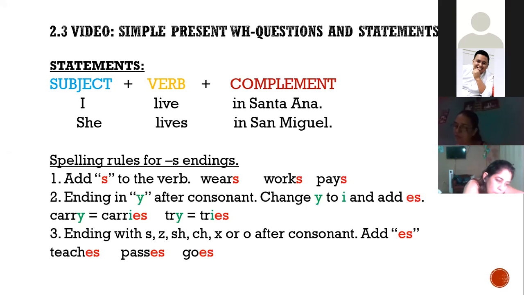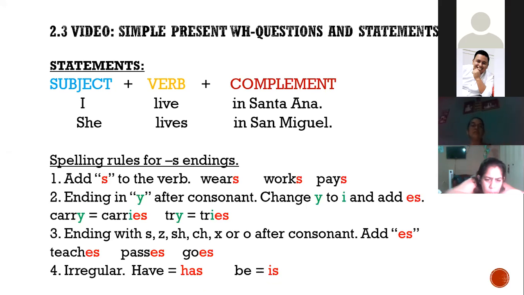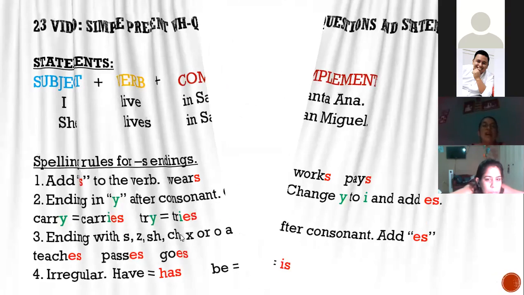Ok, good. Now, let's continue, right? Ah, sorry, me faltó la número cuatro, irregular, right? Have, has. In have, you don't say haves. She haves. No, she has, right? And the verb to be is. You don't say she be or he be, no. He is, she is, right? So those are the rules.